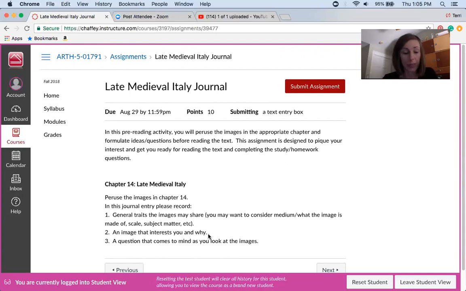What about it? Was it the subject matter? Did you relate to the beautiful, maybe it's a religious work that sort of spoke to you. Maybe it's the subject matter, or it could be the medium, what it's made out of, that sort of thing. So why is that image interesting to you? And the third one is a question that comes to mind as you look at the images.